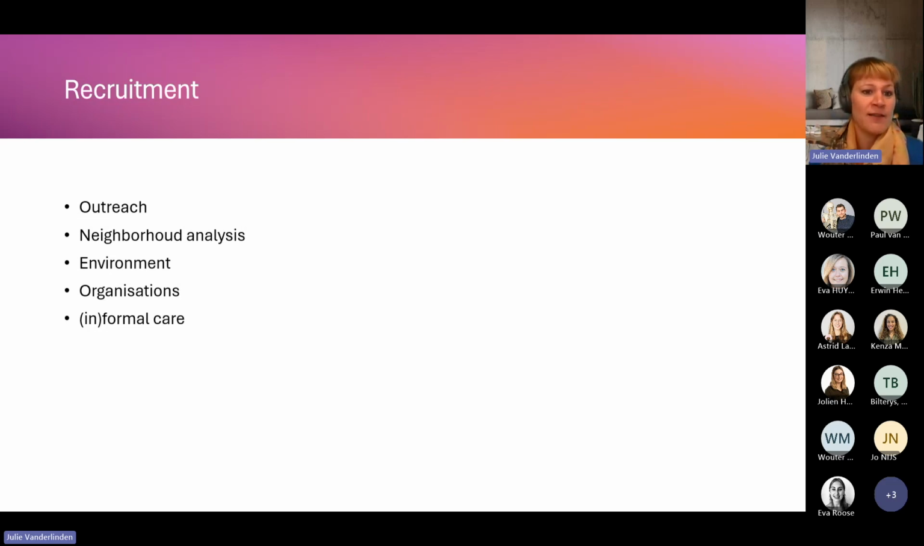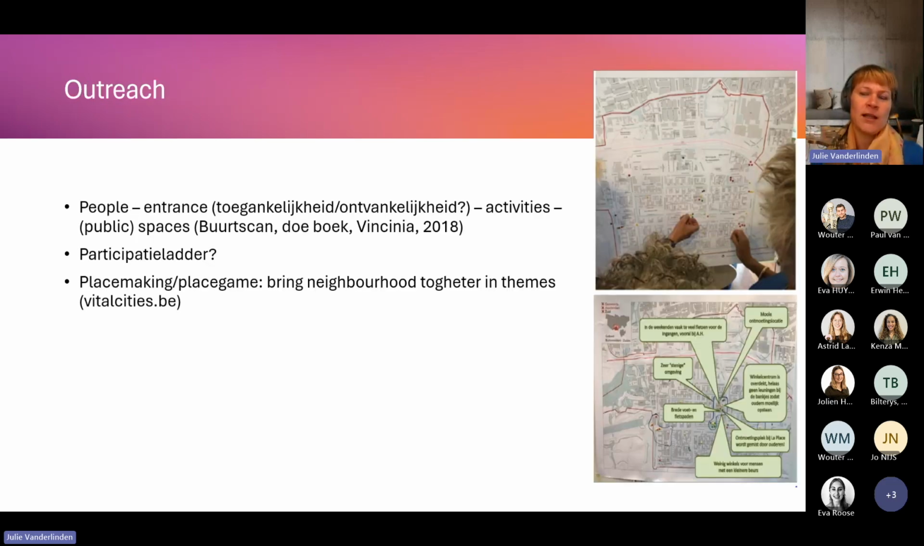And a neighborhood analysis is one way to do that, in order to keep your environment clear, or to have some sort of look on your environment, like who's involved and who's living in that area, what organizations are active in the area I'm trying to approach. Is there informal and formal care I can try to include in my research? And so there's a few aspects in participatory research that might be interesting for you if that is the case.